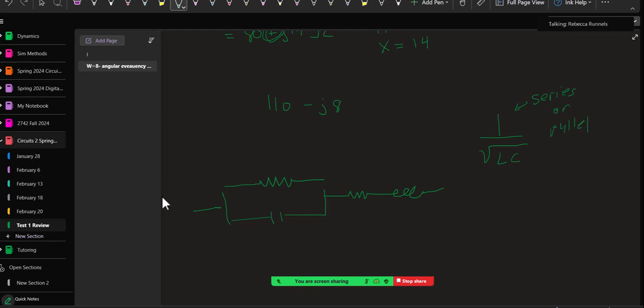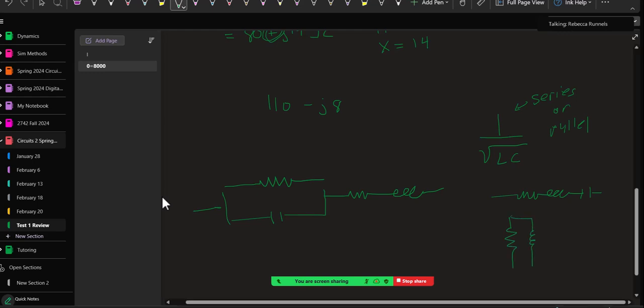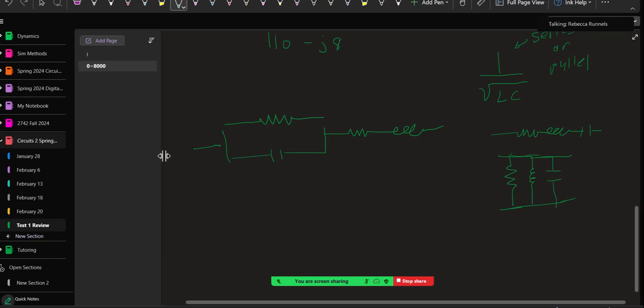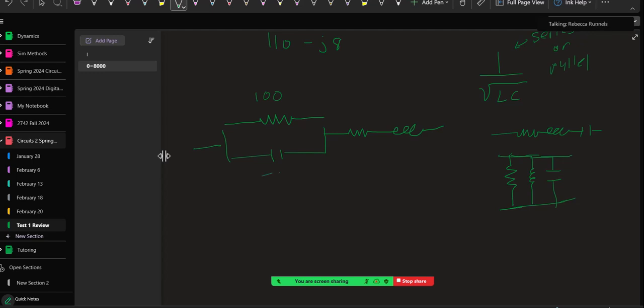If you have resistor, inductor, capacitor in series or parallel, then the resonant frequency is 1 over the square root of LC. But this is neither of those, so I can't do that. And so I need to look at what the imaginary part would be. This was 100. This is minus J over omega C. This was 30. This is J omega L.